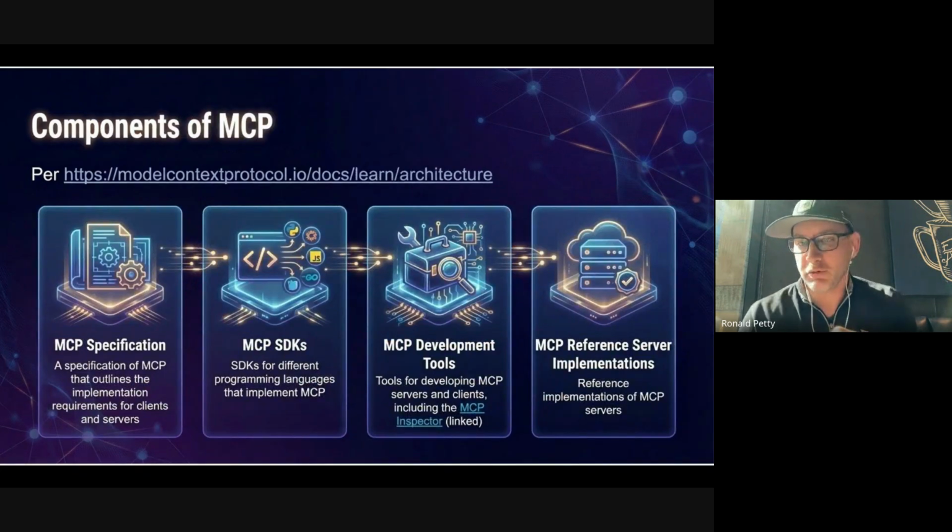So the main components of MCP, not this graphic, but these items, come from their website. There's the specification itself. So what is the specification? The specification, in short, enumerates the required functionality, what they call the must-have functionality of the MCP protocol. That includes the behavior of the MCP client, the MCP host, and the MCP server. What are they required to do? And that's at a wire level.